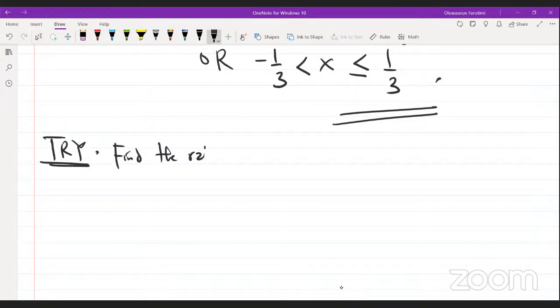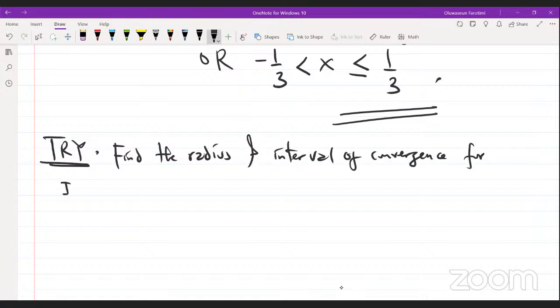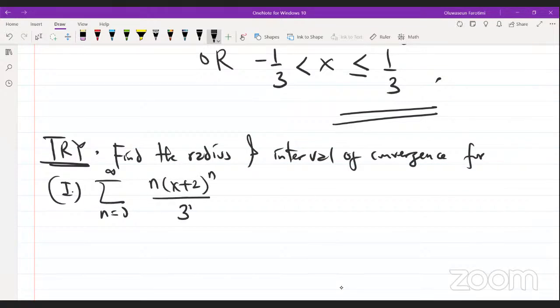Find the radius and interval of convergence for the first one I'd like you guys to try. I'm going to tell you guys what the answers are. The radius of convergence R is 3. We call the interval of convergence I. So I is -5, 1.